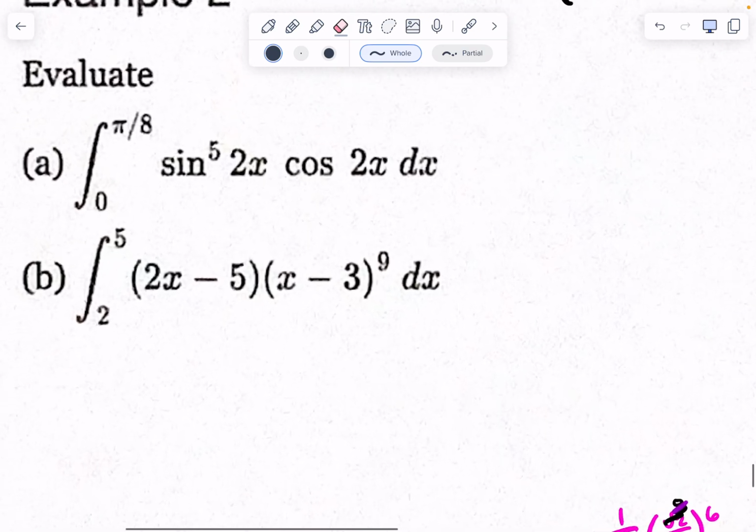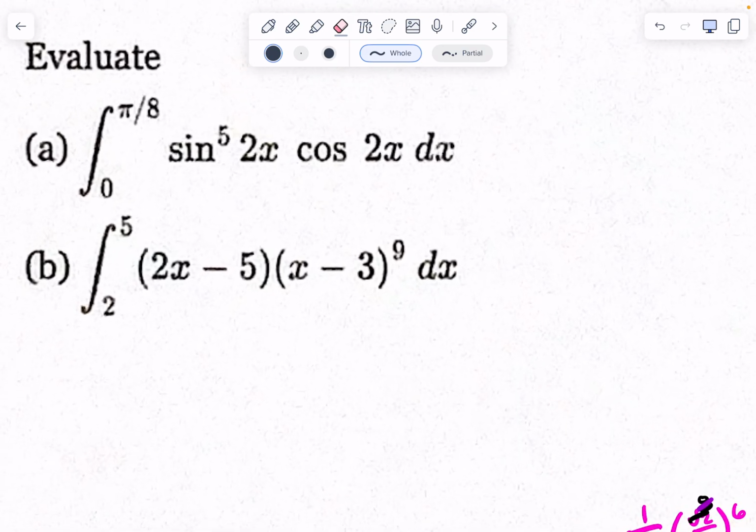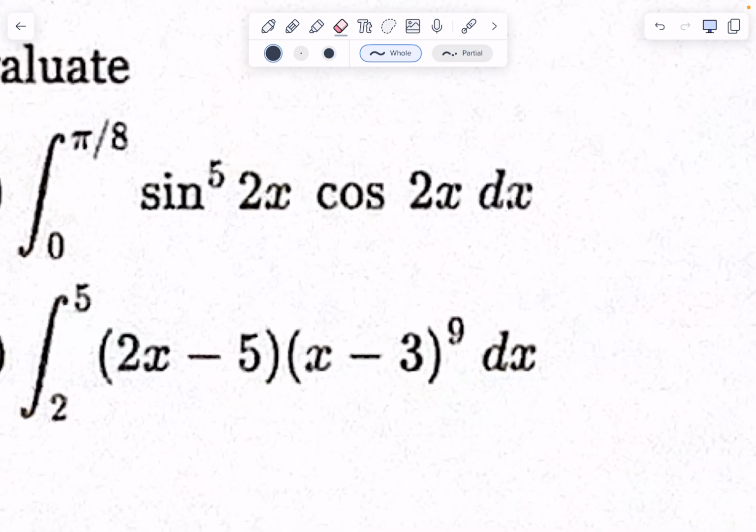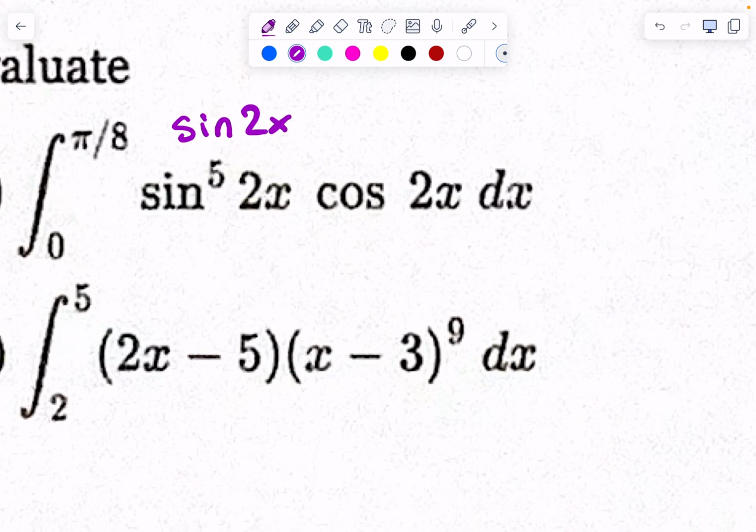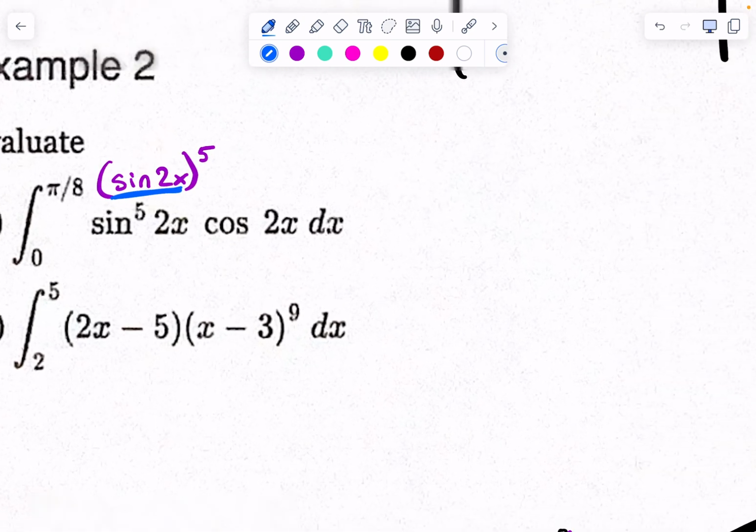Okay. All right, so part A. We have to decide what our u is going to be. And so one thing I see here is that this fifth power right here, that means sine of 2x, that whole thing to the fifth power. That's another way of writing it. So that's maybe an easier way to see that that's what my u should be. Okay, so I'm going to say u is sine of 2x.